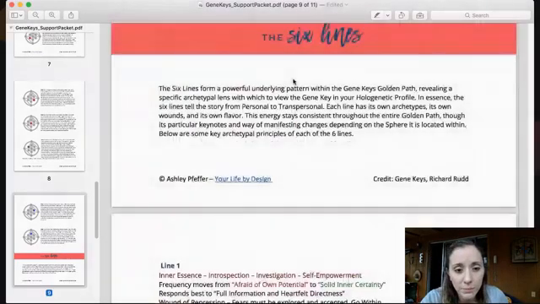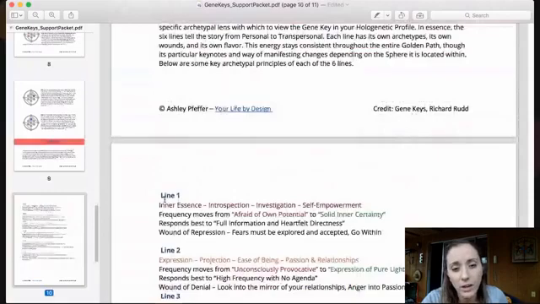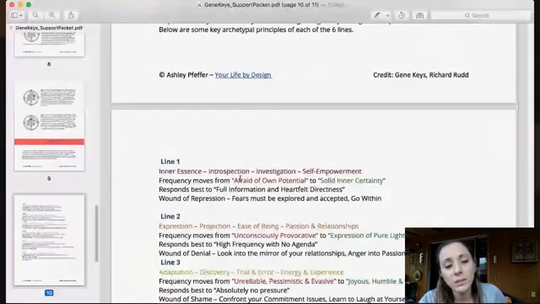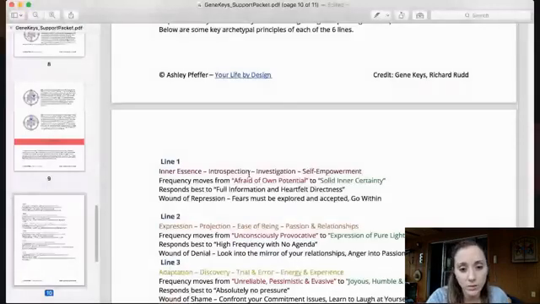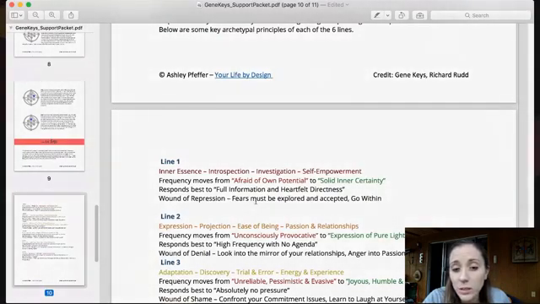So the first line is the inner essence, introspection, investigation. I always think of line 1 as going within, inside yourself. And the frequency moves from the shadow of afraid of your own potential to solid inner certainty, right? Trusting yourself. To be able to transform this line, you respond best to full information and heartfelt directness. This is the wound of repression. And your fears must be explored and accepted, so you need to go within. So if you're having a lot of line 1s in your profile, explore your fears, accept them, go within, embrace them. Your answers are within you.